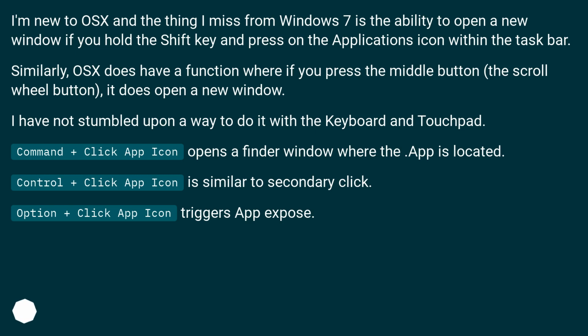Command plus click app icon opens a Finder window where the app is located. Control plus click app icon is similar to secondary click. Option plus click app icon triggers App Exposé.